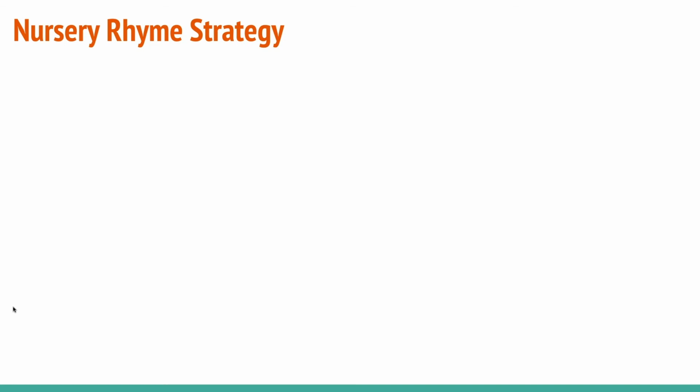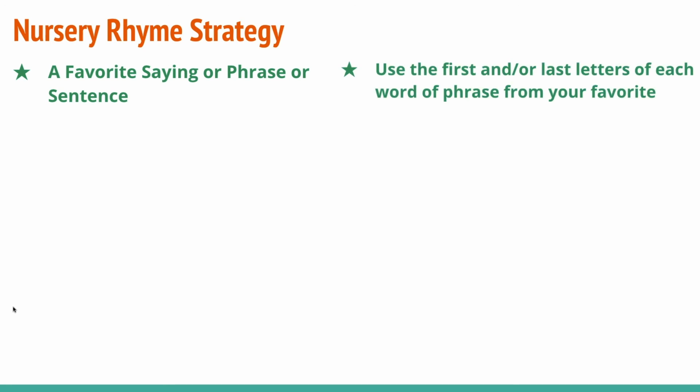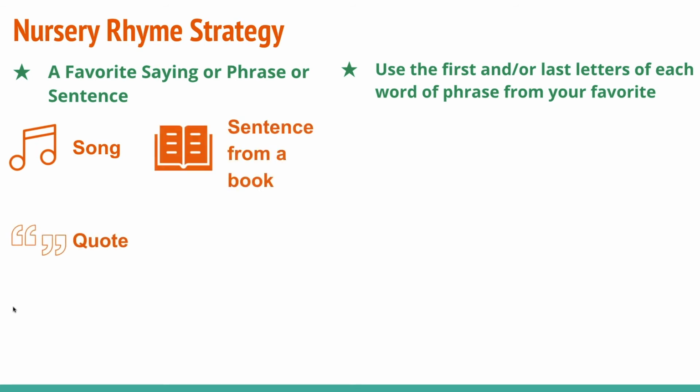The Nursery rhyme strategy. For this strategy, simply think of your favorite saying or phrase. Then, take the first or last letters from each of the words and incorporate it into a password phrase. Here are a few ideas to think about to select your favorite saying or phrase. The first two lines of your favorite song, your favorite quote, your favorite sentence from a book, a memorable nursery rhyme.